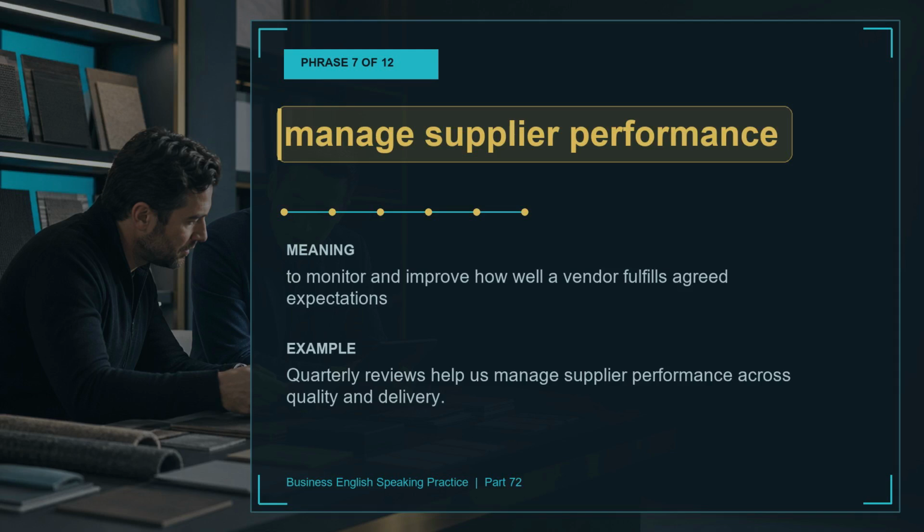Performance management uses measures, communication, and corrective action. It should recognize good results as well as problems. Use this phrase throughout an active supplier relationship. Now repeat. Manage supplier performance.